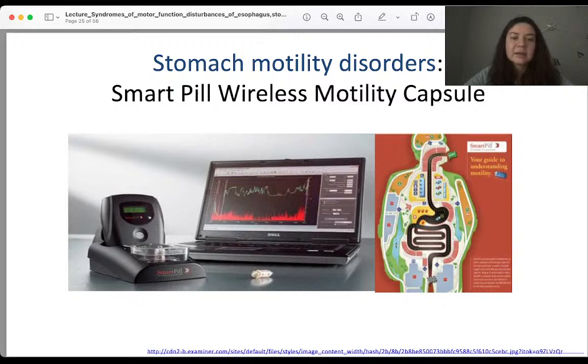It is in such a way that a SmartPill wireless motility capsule looks. Yes, it is a small capsule that we ask the patient to swallow. It consists of two parts. It is an external part that is individual for every patient and an internal part with a camera and with a processor that sends all signals and all parameters to the computer, and we can fix a lot of different parameters of the GI tract.